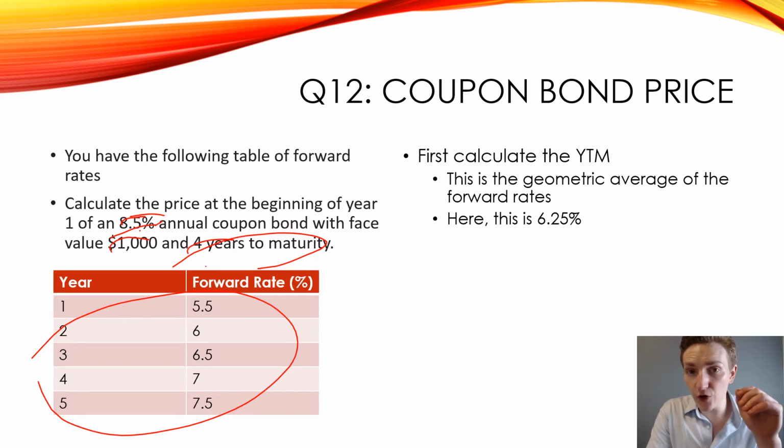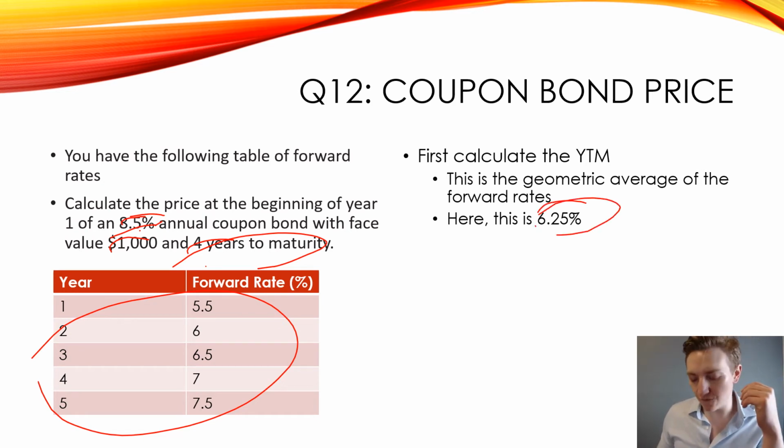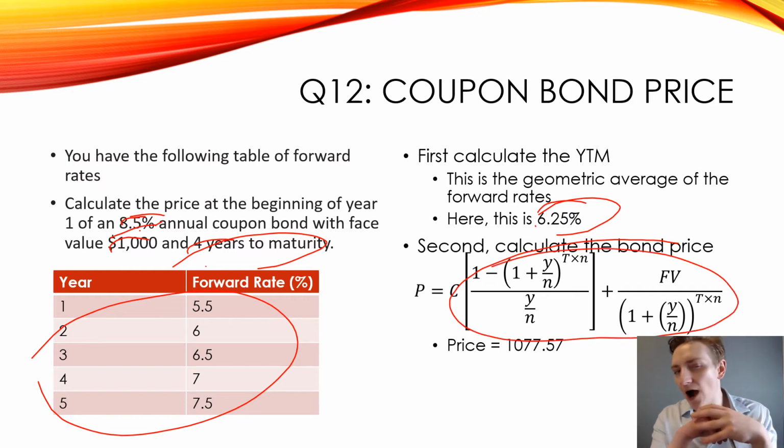Take that to the power of a quarter and subtract off 1. That would give you a yield to maturity of 6.25%. We can then also use our bond pricing formula. In order to get our bond pricing formula, we just substitute numbers into our bond pricing equation, which is relatively straightforward because we have all of our inputs here.